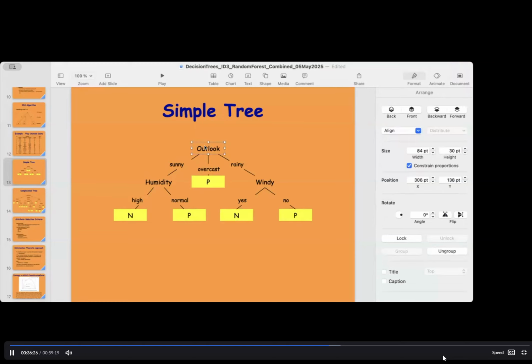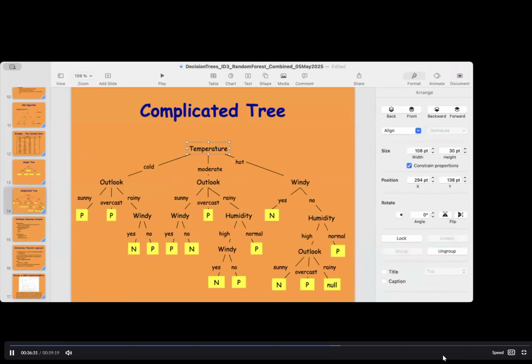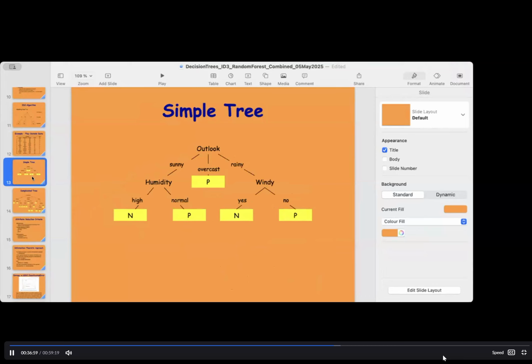Now, we have chosen the outlook attribute. If we choose the temperature instead of the outlook, we end up with a tree that looks like this. So again, we have leaves that provide us an answer, yes or no, play or do not play. But this tree here is much bigger, much deeper, and much more complex than the previous tree. So which tree is the better tree?